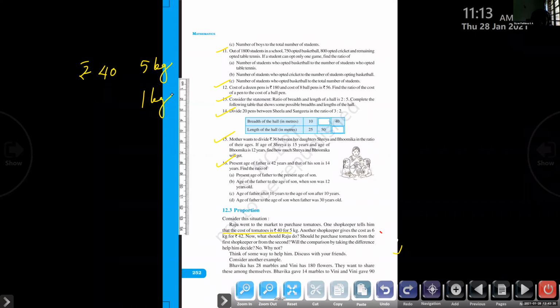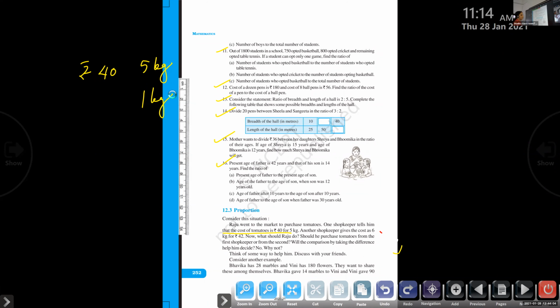See, children, how did I write? Instead of 5, how did I write 1? Under 5, can you see 1? 5 kilogram and 1 kilogram. From 5 kilograms, how did you get 1 kilogram? You divided it by 5, right? 5 divided by 5 is 1. Like that, you do the same thing here.